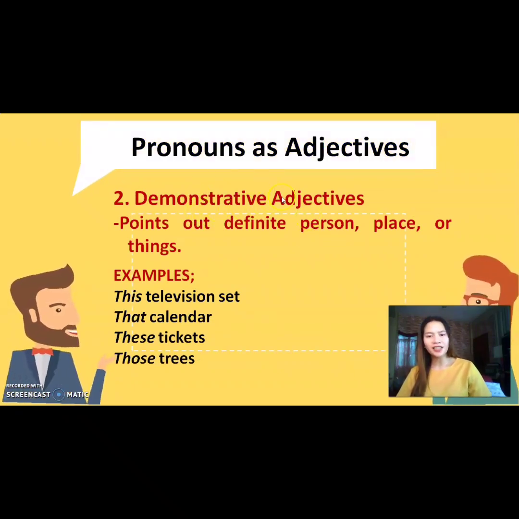Let us proceed. We have here demonstrative adjectives. So I hope you still remember the things we discussed in our past videos. They point out definite persons, places, or things. Example, this television set, that calendar, these tickets, those trees. So we have here the demonstrative adjectives used. We have this, that, these, and those.